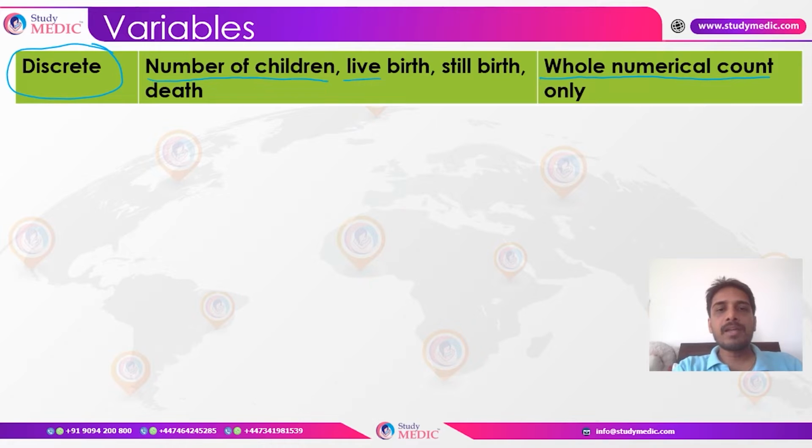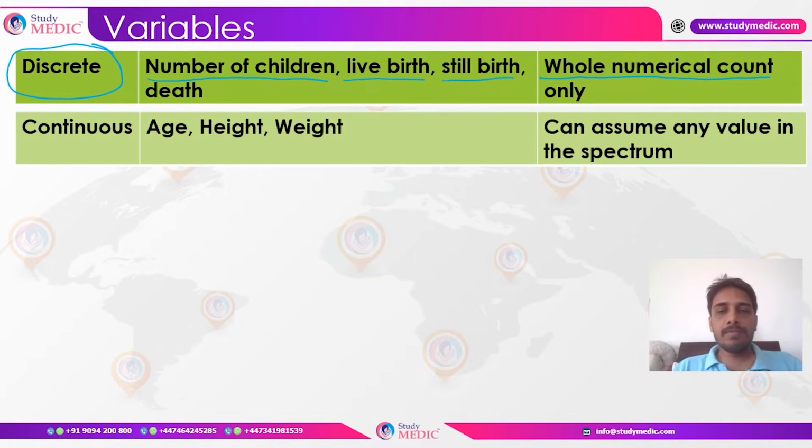Other examples are number of live births, stillbirths, deaths, etc. Whereas a numerical variable which can take any value is classified as continuous. For example, age, height, weight, etc. They can assume any value within the spectrum. It can be 164 centimeters, 165, 164.1, theoretically an infinite number of values it can assume. They are called continuous variables. So numerical variables are either discrete or continuous.